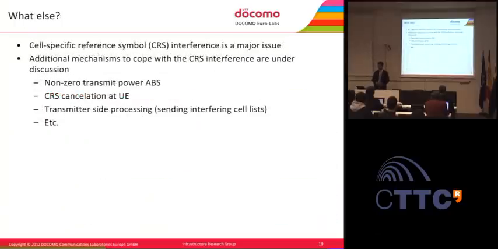Okay, what else can you do? As you learned yesterday, we have these cell-specific reference symbols across the entire subframe. So you still have interference caused to these, and if you lose the reference symbol, then you lose basically the entire subframe. So something needs to be done about that. You could possibly do almost blank subframes, but with non-zero transmit power, so really reduce the power, but not completely. You could cancel the CRS interference at the user equipment. You could do some kind of transmitter side processing, etc. So there's still a lot open to research. It's not closed at all.